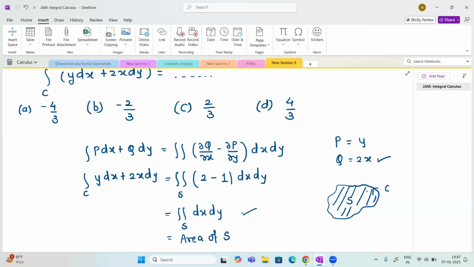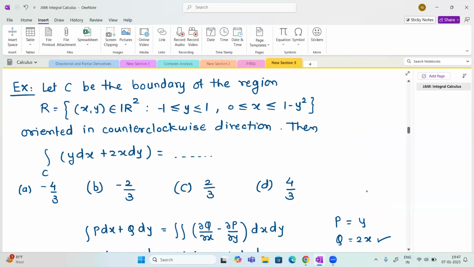So let us see what the region R is. Instead of S, they have mentioned R. This is the only difference. So what have they given? y is bounded by minus 1 and 1, and x is bounded by 0 and 1 minus y square. Agree? Okay, so the region is bounded by 4 different curves.